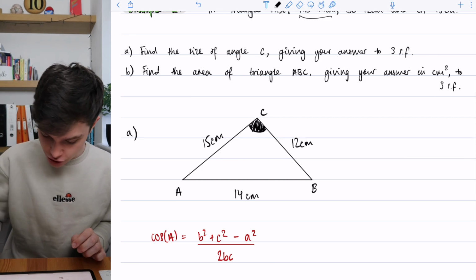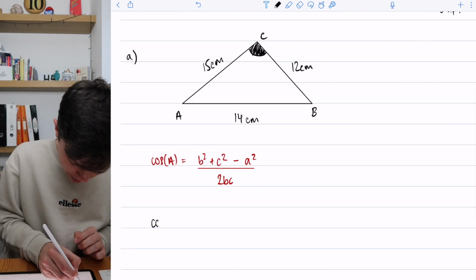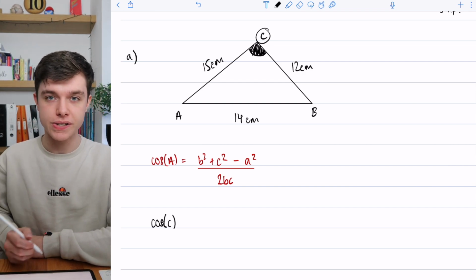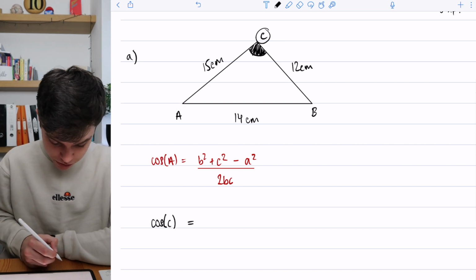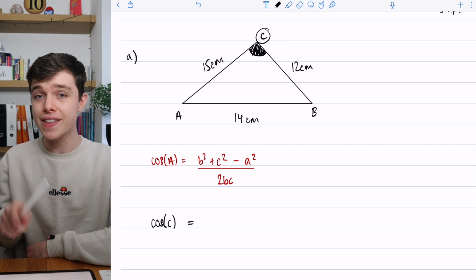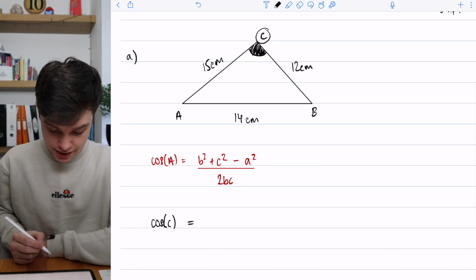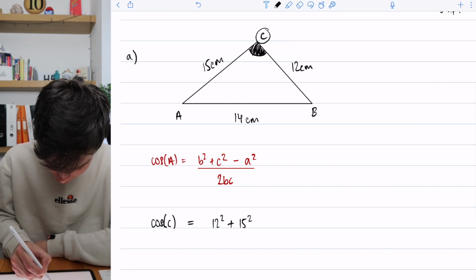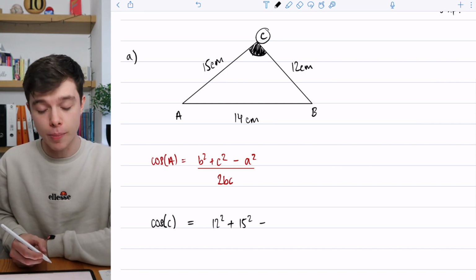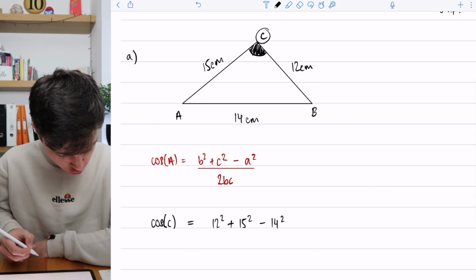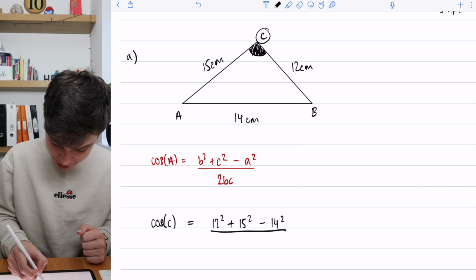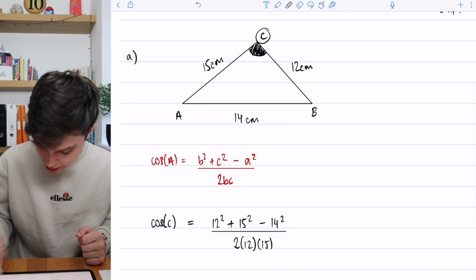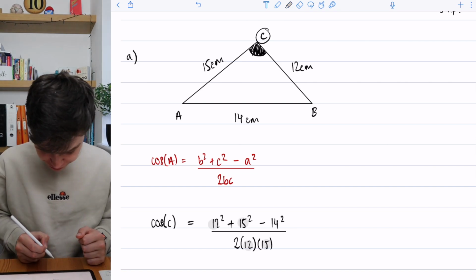Okay, so let's just substitute into that. We're trying to find cos A, so I'll make sure the letters match up. Sorry, cos C, not cos A. Cos C, because we're at the point C there. Cos C is going to be equal to the square of the two sides that is not opposite the angle. So that's 12 and 15. 12 squared plus 15 squared, minus the side that is opposite the angle squared, so minus 14 squared, divided by 2 times the first two sides, 12 and 15. Okay, those kind of match up there like that.